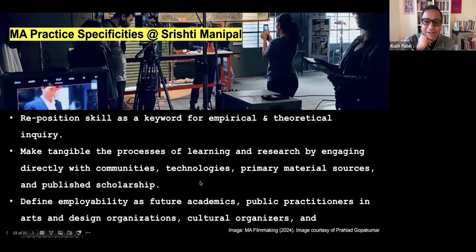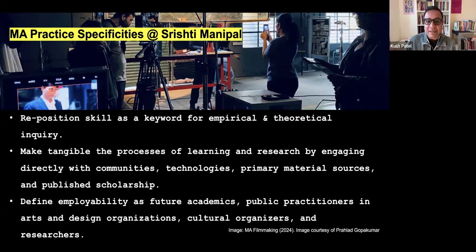Aparna, if you could just help us move to the next slide. Thank you. And what does this translate into? What this translates into is that we are very conscious of how we think about skill and the relationship of skill to knowledge at the Institute, but also across our programs. So what does it mean to reposition skill as a keyword for empirical and theoretical inquiry? What does it mean to make tangible how we learn, how we research, how we engage with communities, technologies, primary material sources, and also public scholarship?